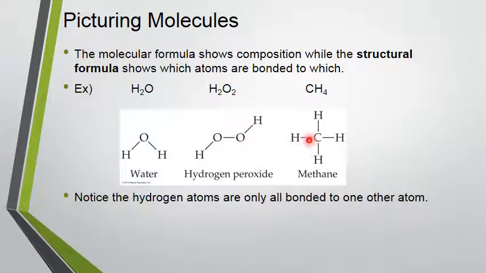Our carbon over here has 4 single bonds. Each hydrogen only has 1. Hydrogen will only ever have 1 single bond, so you can't stick it in the middle of the molecule. It's always around the outside, and only has that 1 bond to it.